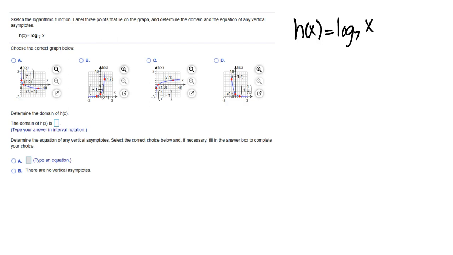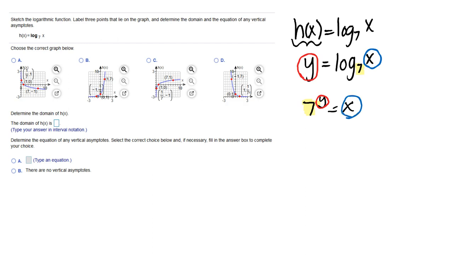So what I'm going to do is switch this to exponential form, because it's a lot easier for me to figure out ordered pairs when it's in exponential form. So I'm going to change the h of x to y and then rewrite this log equation as an exponential equation. The base of the log is the base of the exponent, so it's going to be 7. Then the log always equals the exponent, so that y goes into the exponent. And then this is always going to equal what is inside the log. So x is inside the log. This expression will equal x. So now I've rewritten this equation as 7 to the y equals x.